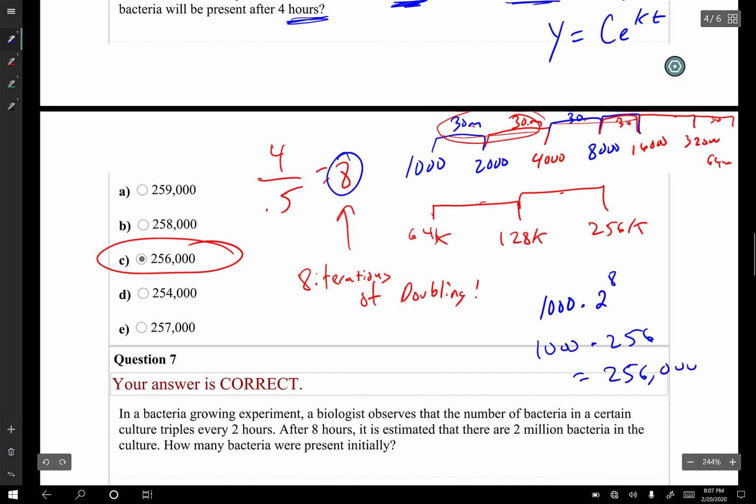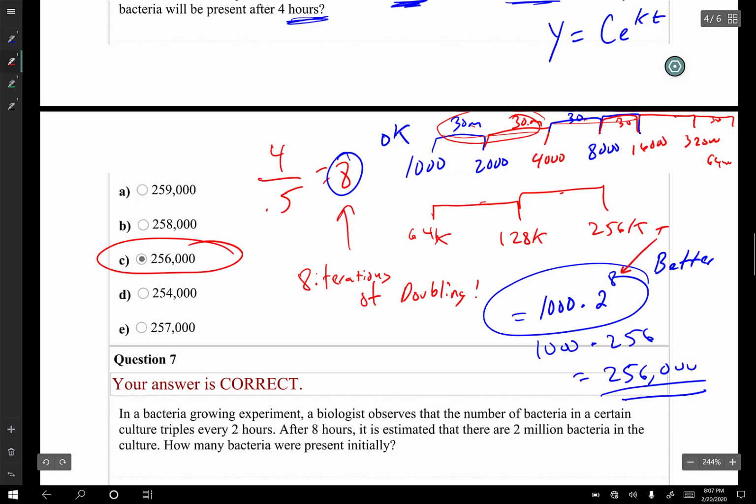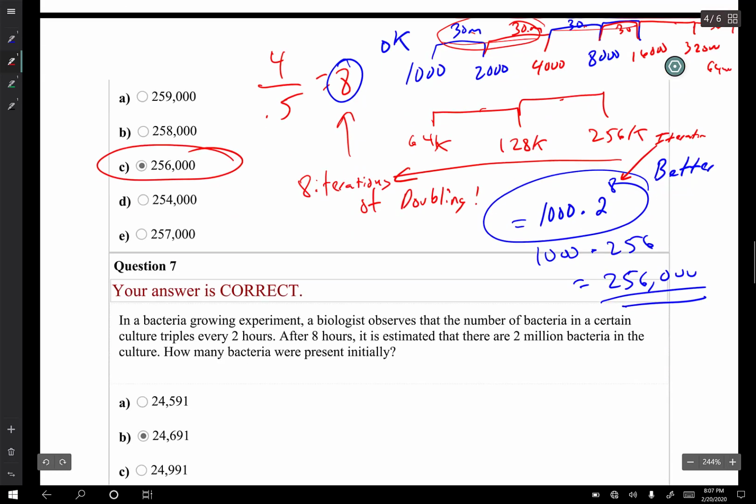So there it is, 256,000. So maybe this is the better route, and this is the okay route. The number 8 is how many iterations we have. Iterations, that is that number. All right, let's keep going.